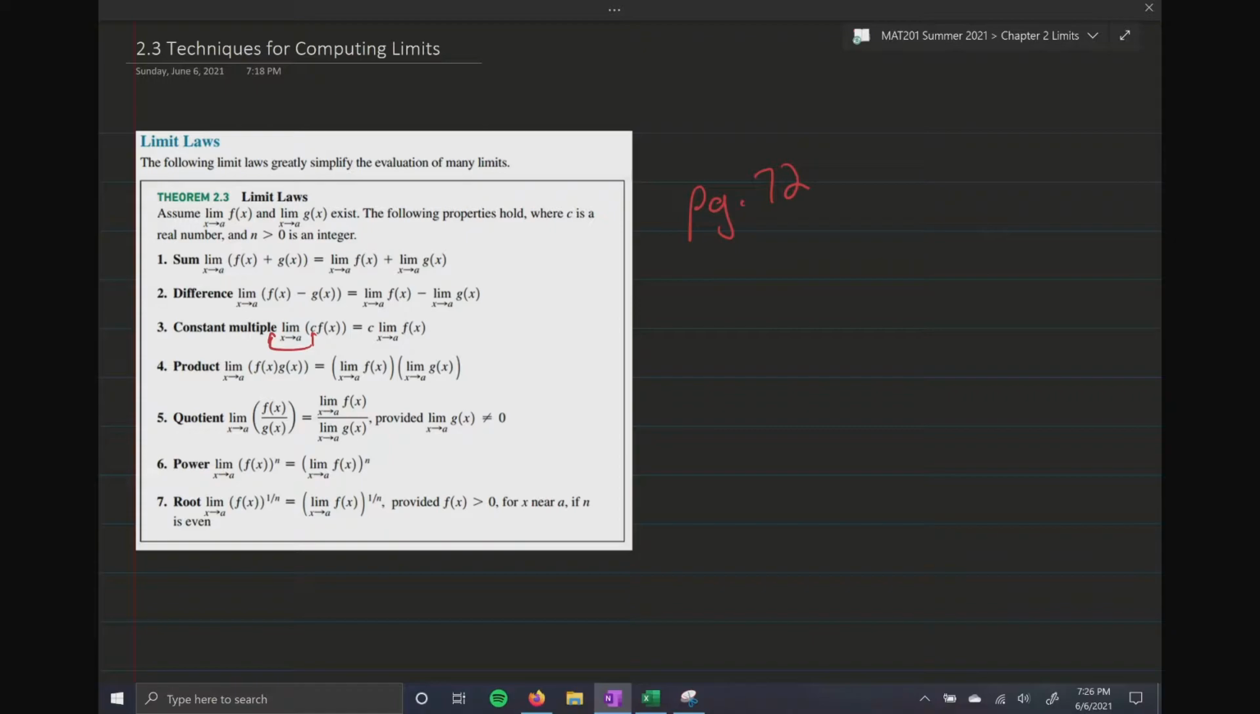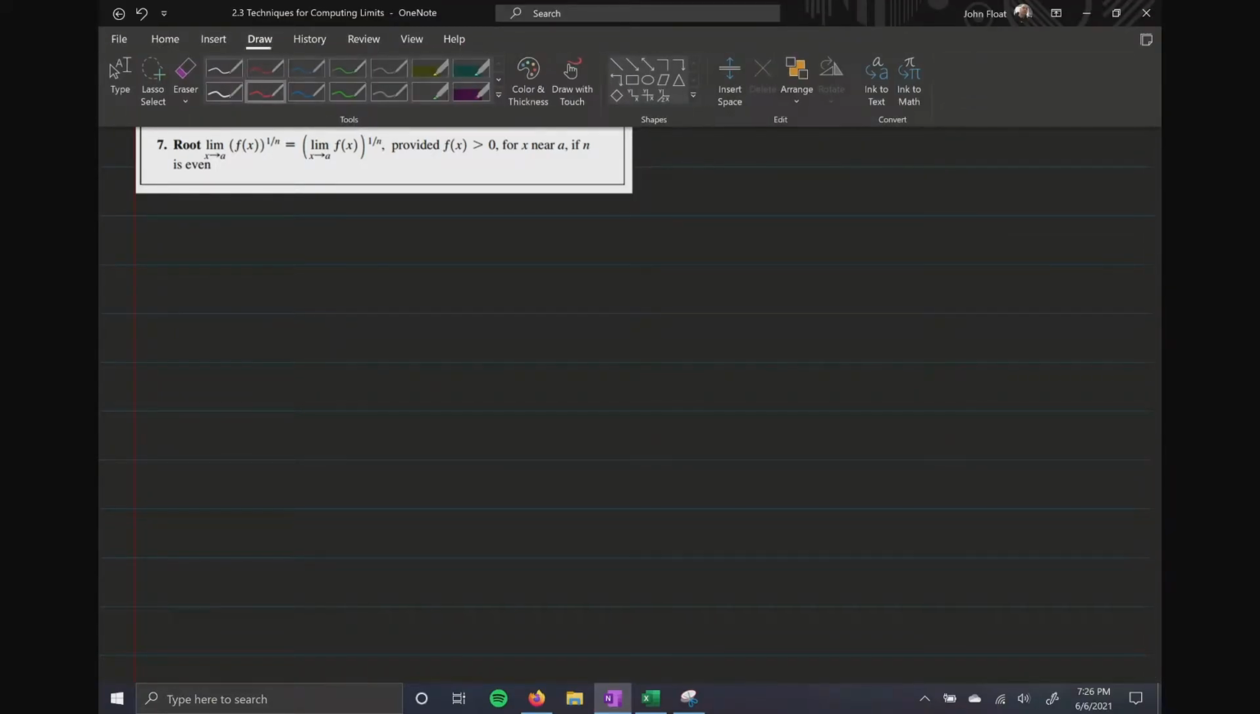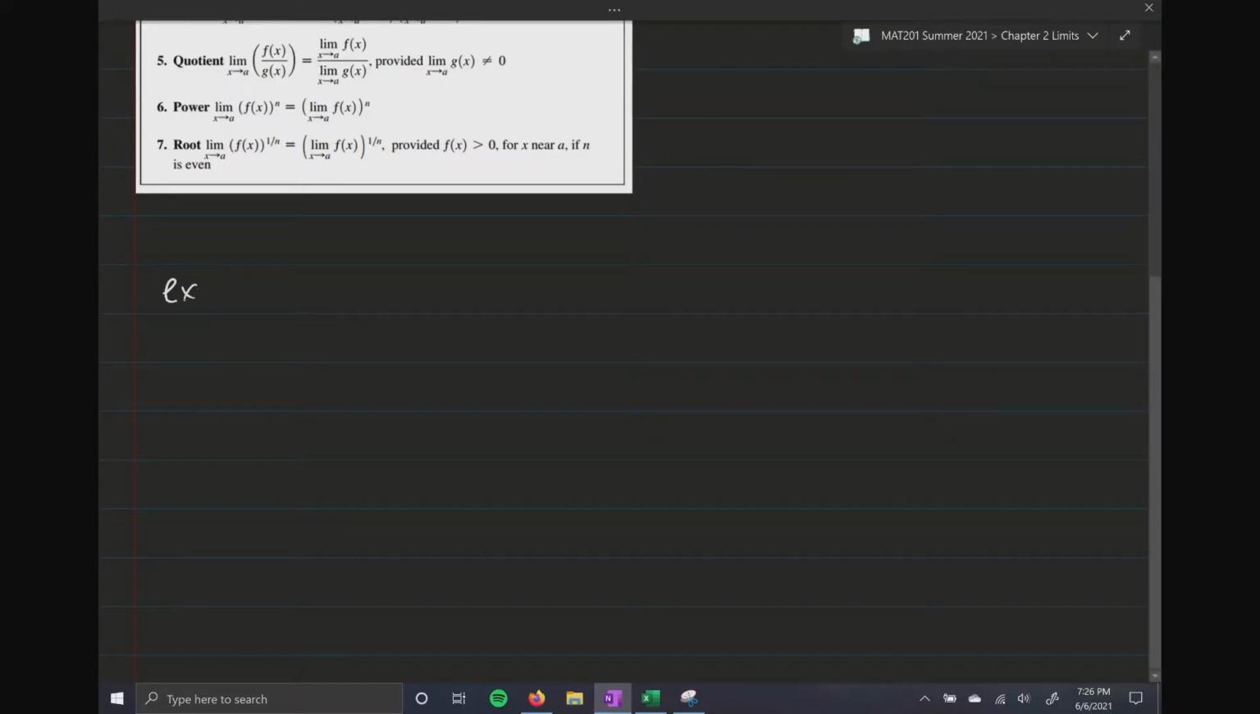Now, the easiest way to compute a limit algebraically is to just substitute in whatever the value is. So I think a really good example here would be something along the lines of, let me just write example. Find the limit for the following examples.